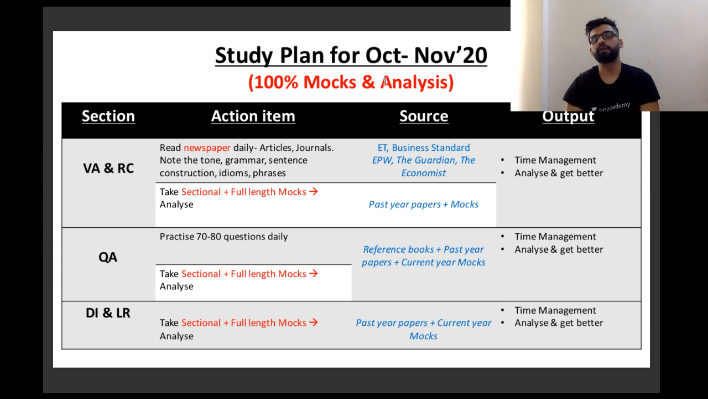Finally comes the last 2 months, that is October through November. Your focus by then will be not on practice, not on revision. It will be completely on mocks and analysis.